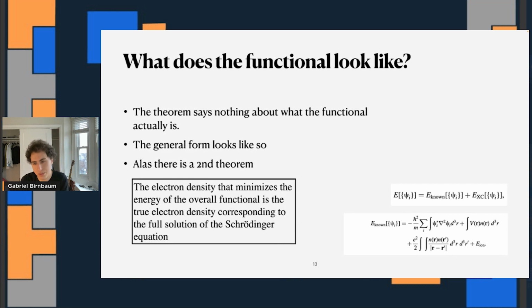Basically, we split the functional into the known and the unknown parts of it, and we account for kinetic energies and interactions between electrons and nuclei, but we don't actually know what this exactly looks like. So there is a second theorem that helps us, which says that the electron density that minimizes the energy of the overall functional is the true electron density corresponding to the full solution of the Schrödinger equation.